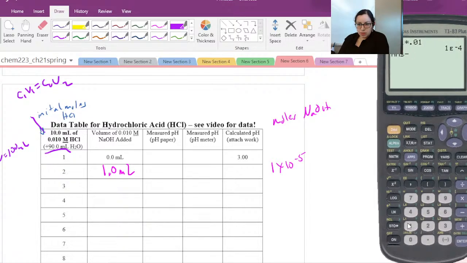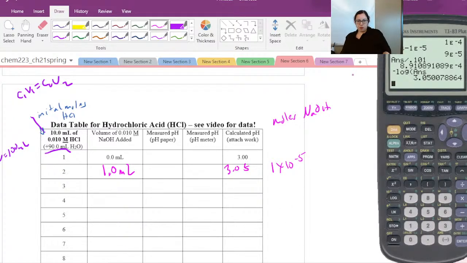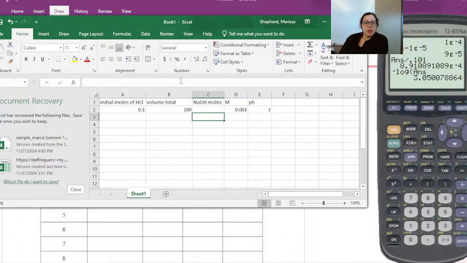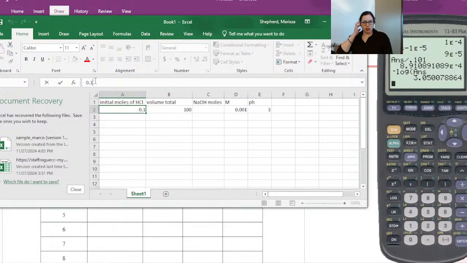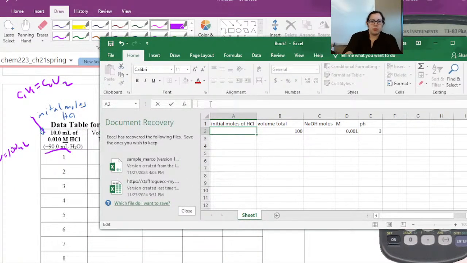That's why something's off. 1 times 10 to the negative 5th, right, divided by your new volume. So new molarity, so now negative log of that gives me my new pH. And then you just keep doing that. So I think I had the initial moles wrong. That's what happened when I was trying to do this, because the initial moles should be 0.01 times 0.01.